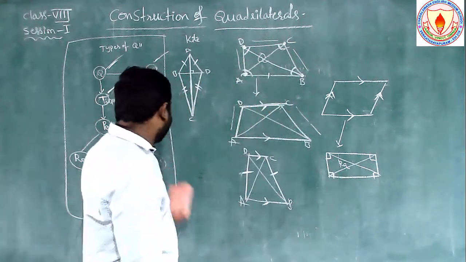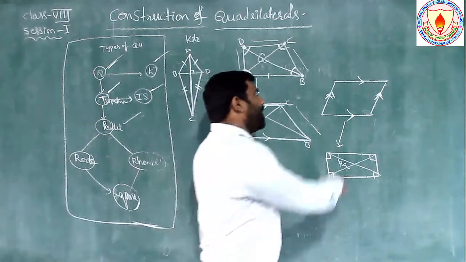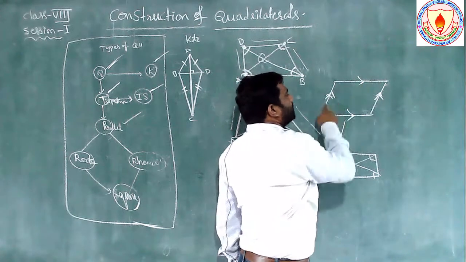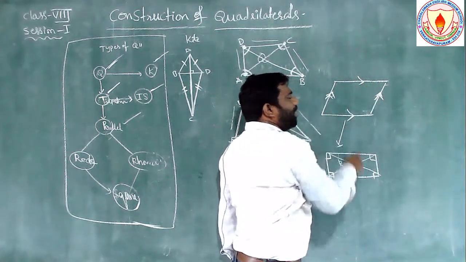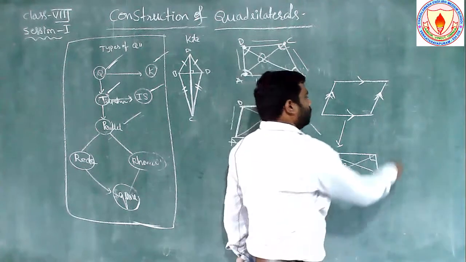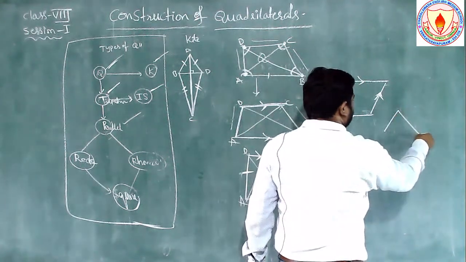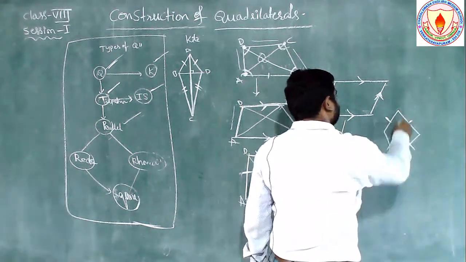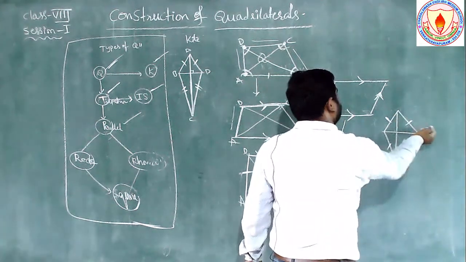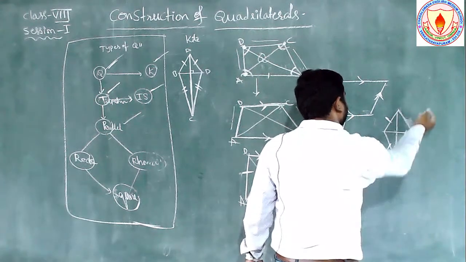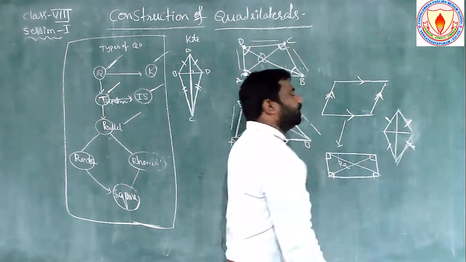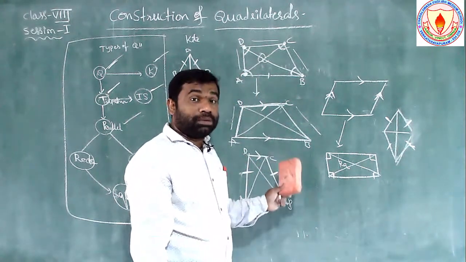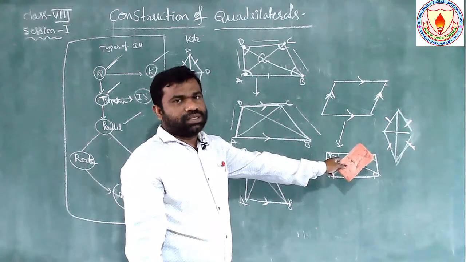Okay? Next, coming to the rhombus. In a parallelogram, if all sides are equal, then the parallelogram is said to be a rhombus.